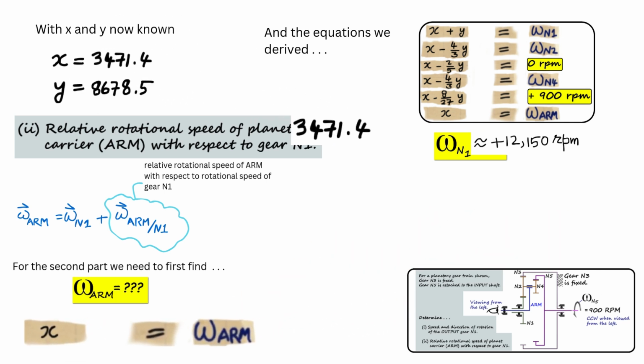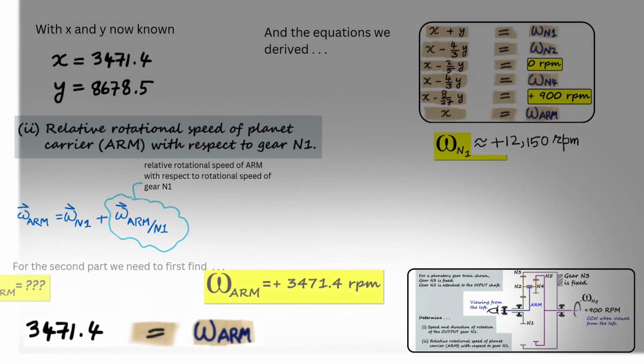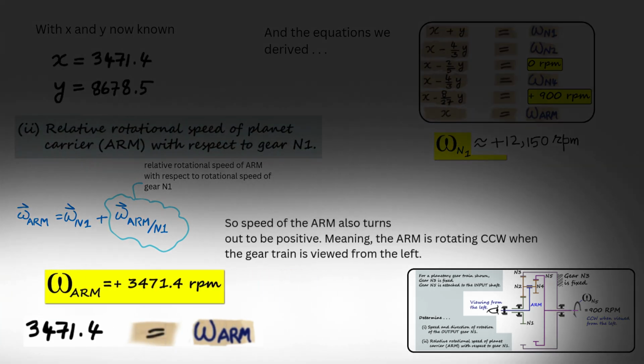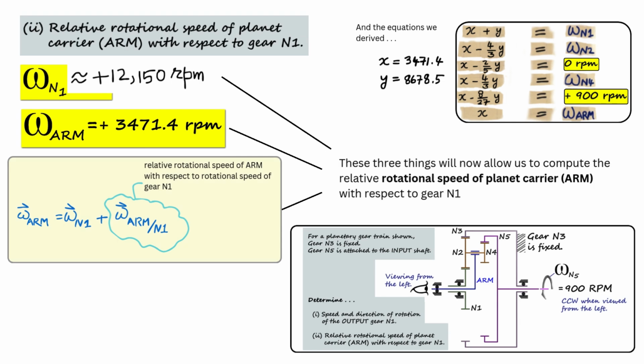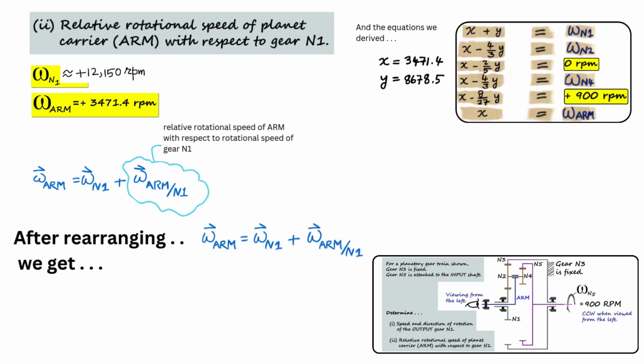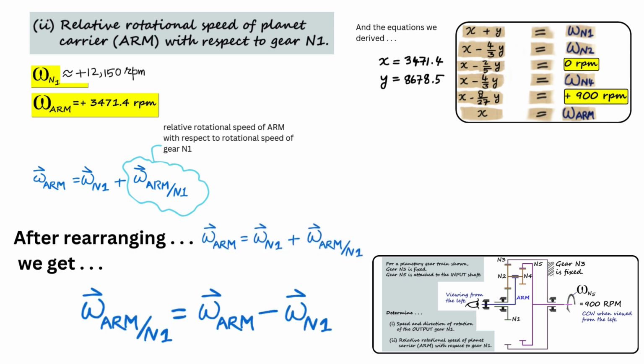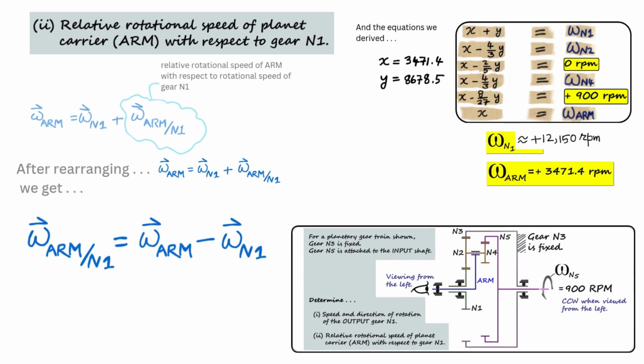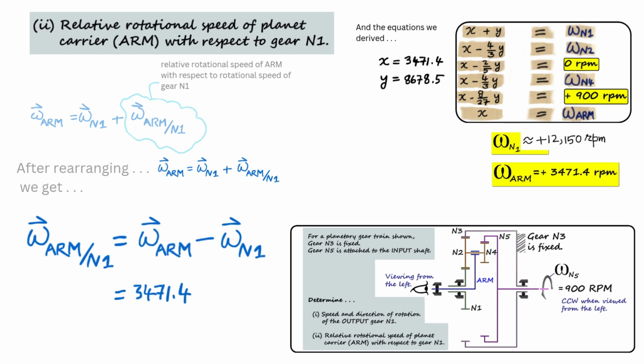Rotational speed of the arm is a positive number, indicating that the arm also turns counterclockwise when the gear train is viewed from the left. Now we have all we need to compute the relative rotational speed of the arm with respect to gear N1. So there we have it, the answer to part 2 of the question.